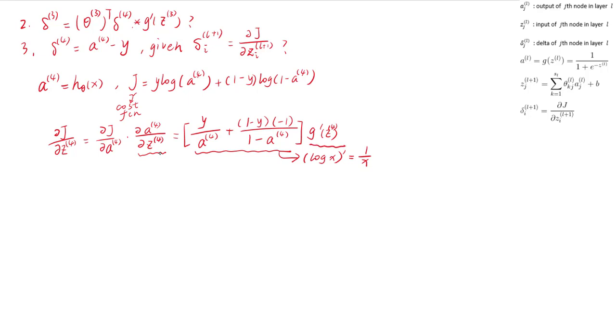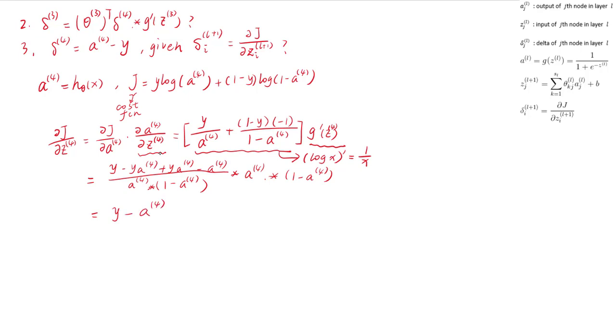So then this can be written as y minus y a4 plus y a4 minus a4 divided by a4 times 1 minus a4, multiplied by this derivative, which is the same as a4 times 1 minus a4, as we proved earlier. So this can then be simplified to y minus a4.